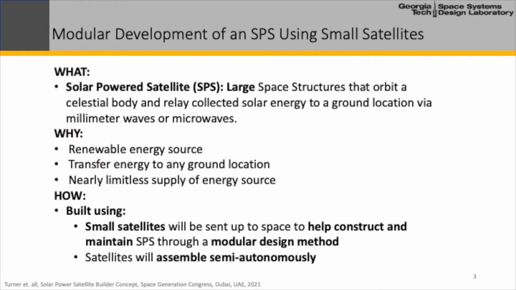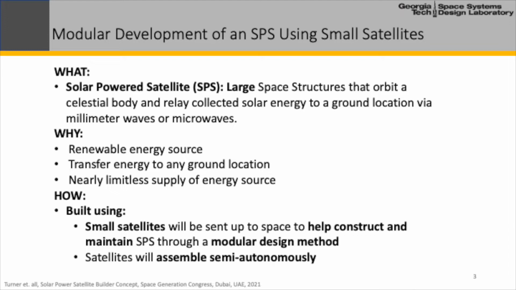So to start, a solar power satellite is a large space structure that orbits Earth and collects solar energy. Then, using millimeter waves or microwaves, the collected energy is transferred to some ground location for consumer use. These satellites have been conceptualized for many years due to their ability to provide renewable energy, but there are still many challenges with trying to operate one. One challenge is the construction.